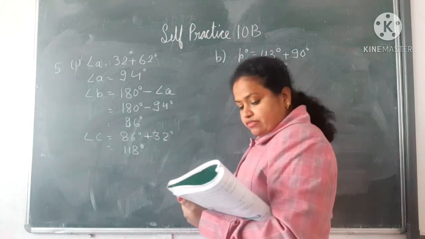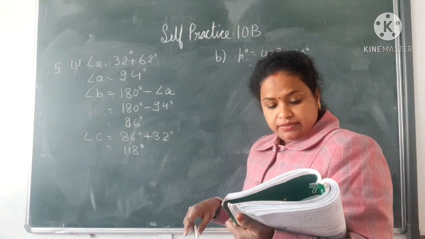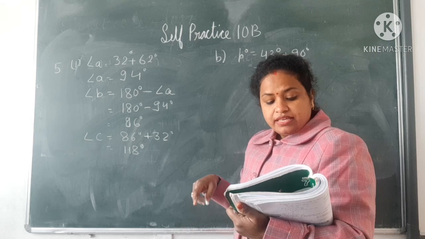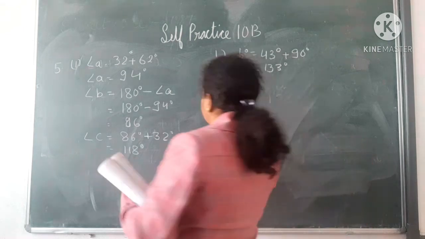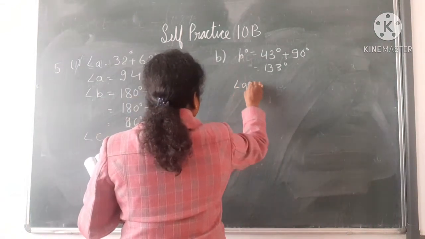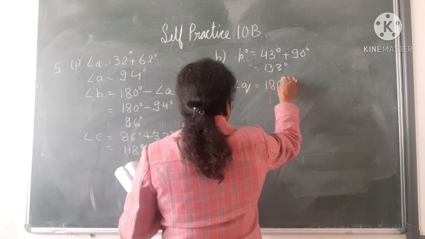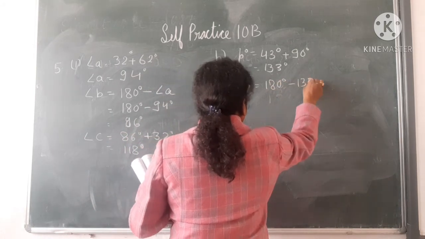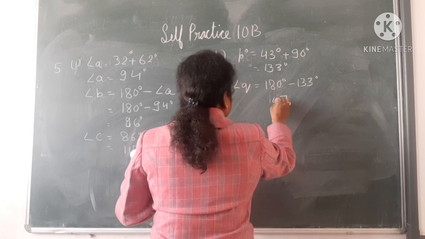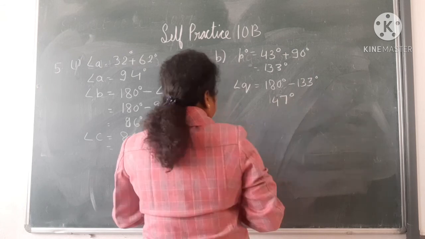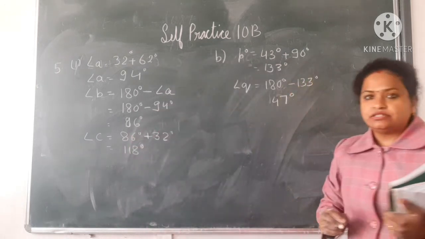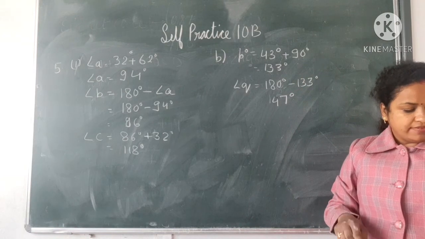Now if angle P is 133 degree, so what will be angle Q? Angle Q is equal to 180 degree minus 133 degree, which is equal to 47 degree. So your angle Q will be equal to 47 degree.